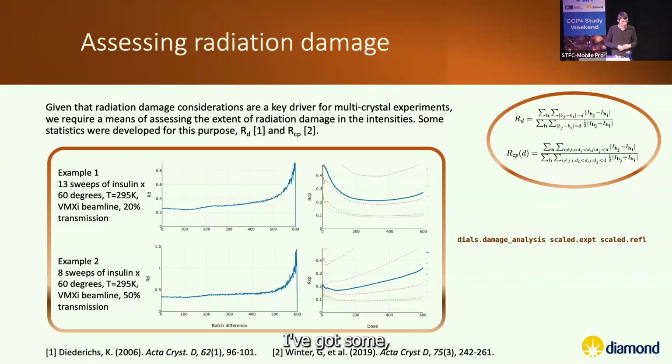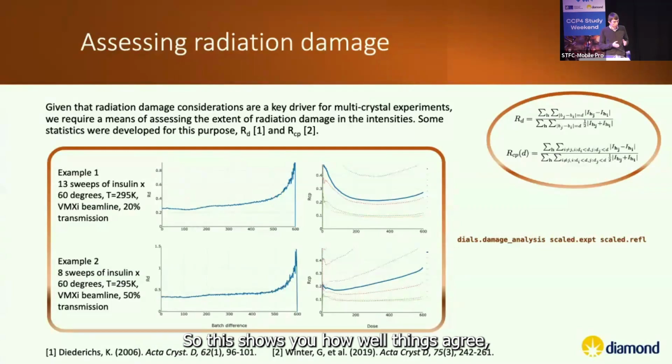So here I've got some sweeps of insulin crystals. First of all, on the left is the RD metric. This shows you how well things agree based on a particular dose difference. But this doesn't give you a clear indication of when the radiation damage actually starts. That's why the RCP metric was developed.